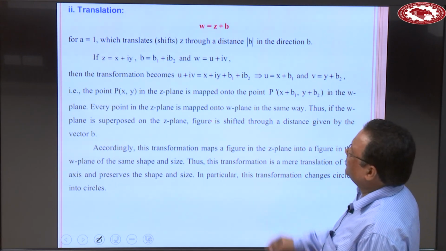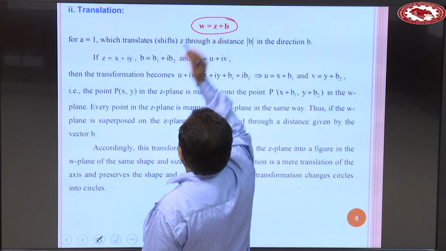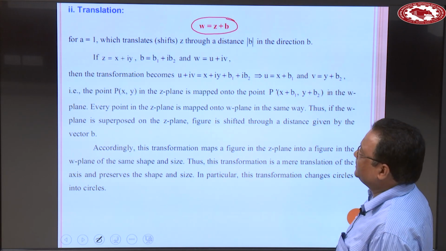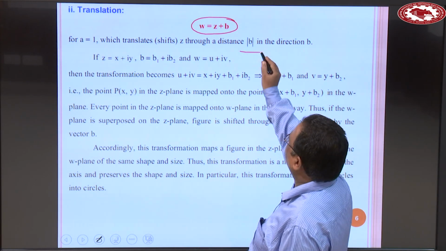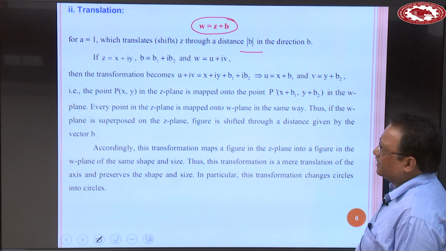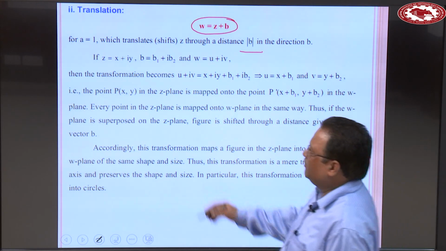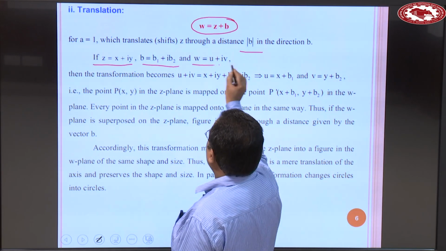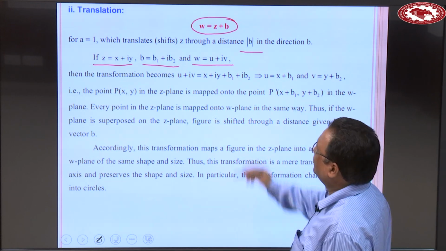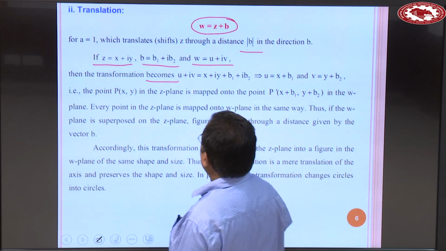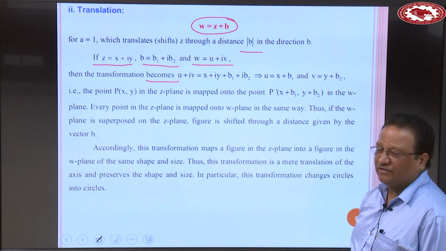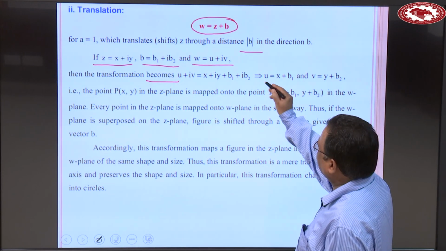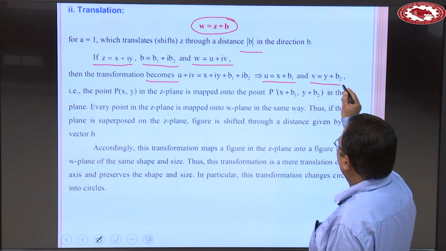Similarly, a translation w = z + B, where A is equal to 1, translates z through a distance of magnitude B in the direction of B. Clear? So, if z = x + iy, B = B1 + iB2, and w = u + iv, then the transformation becomes u + iv = x + iy + B1 + iB2, that is, u = x + B1 and v = y + B2.